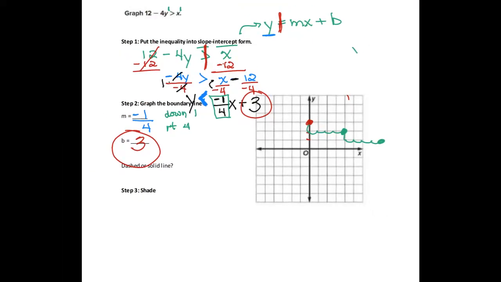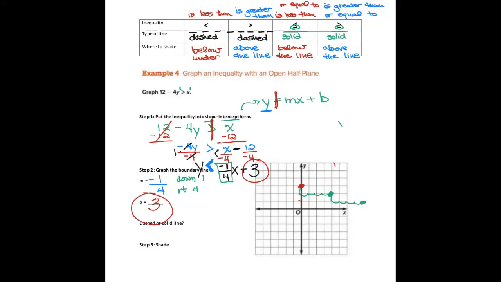Now, here's the difference between an equation and an inequality. This is less than. So if I go up the top, I need to do a dashed line.